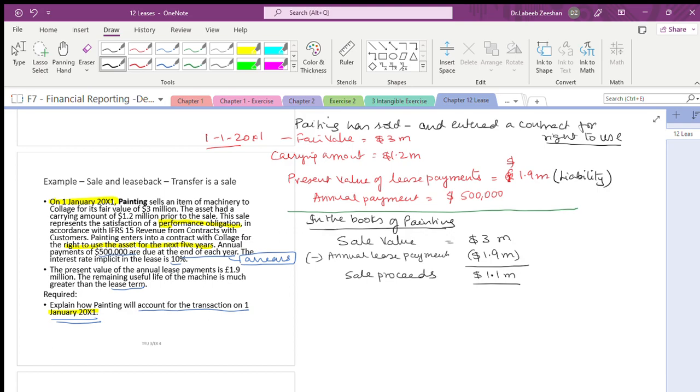See, they are getting 3 million. Of the 3 million, there is the annual lease payment, because they are going to take it on lease. They are entering a contract with respect to the right to use, as a lease. That is the reason. The sale value is 3 million and 1.9 is the annual lease payment. You will get how much? It is 1.1. Fine. Next.